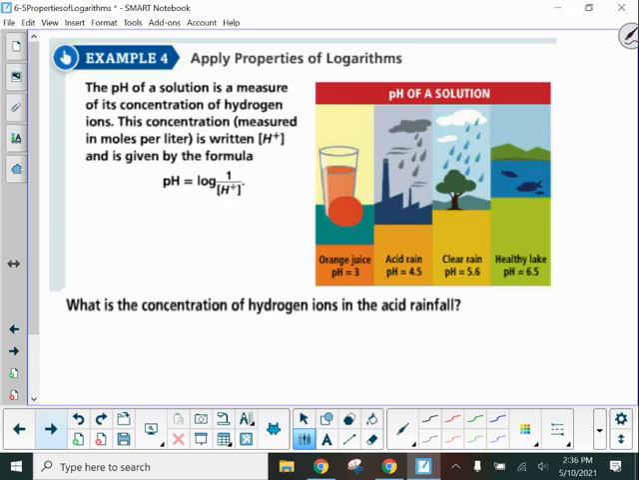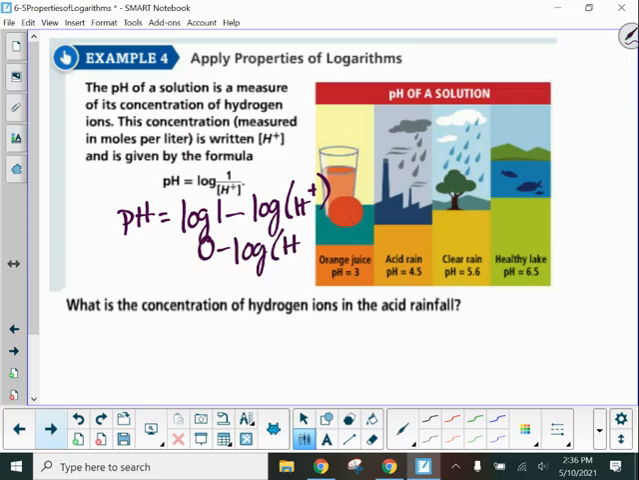So you are doing a logarithm of a quotient here of 1 over H plus. Well, because that's a logarithm rule, that's going to be the quotient rule. That's log 1 minus log of your H plus. And log 1 is 0, so this is 0 minus log of H plus. So it's really just negative log H plus because the 0 doesn't really matter.